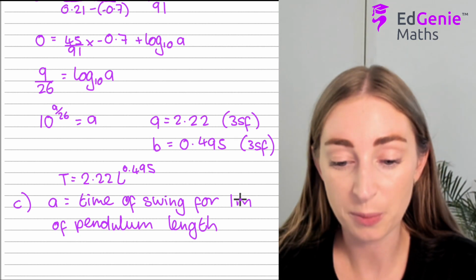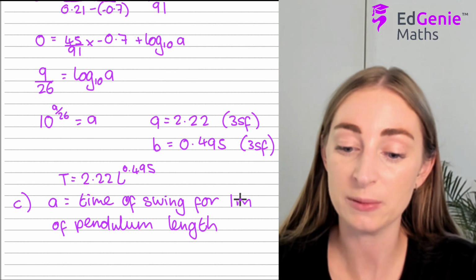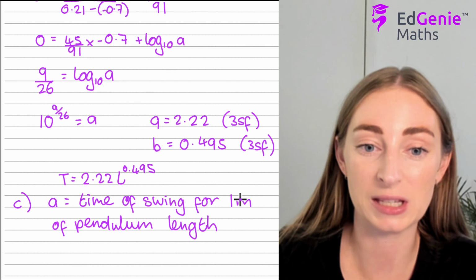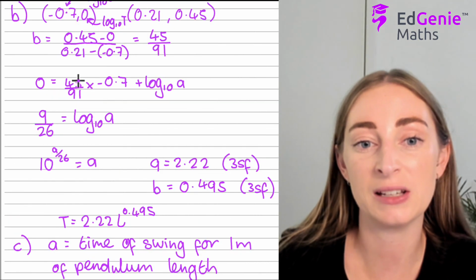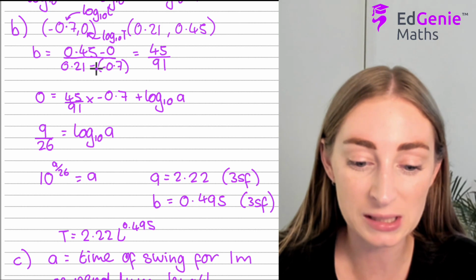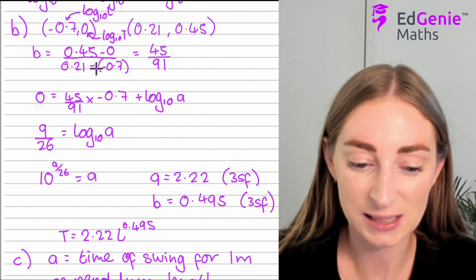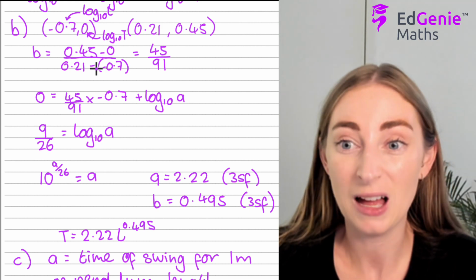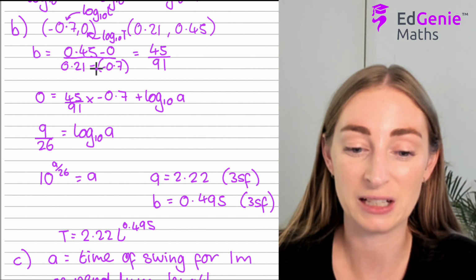So the examiner report said that some students were able to use simultaneous equations for this part B. So if they didn't realise that it was the gradient, instead they made 2 simultaneous equations, but there were a few errors seen here because of course it's going to be a lot more fiddly than just finding the gradient.